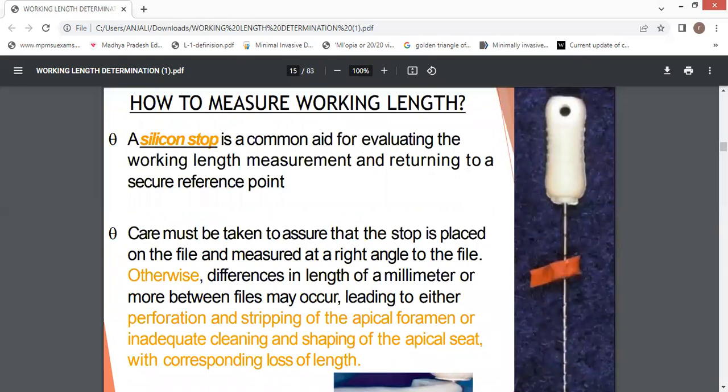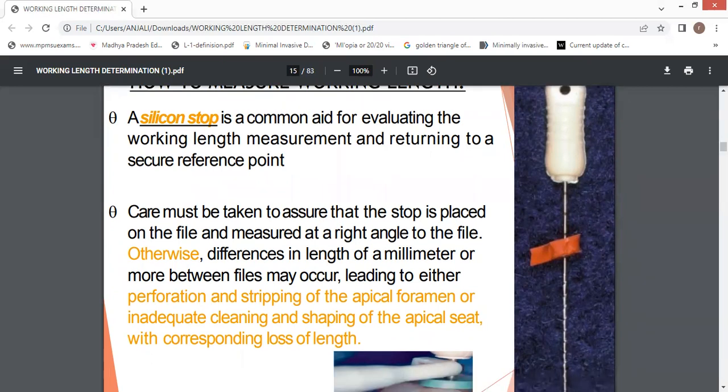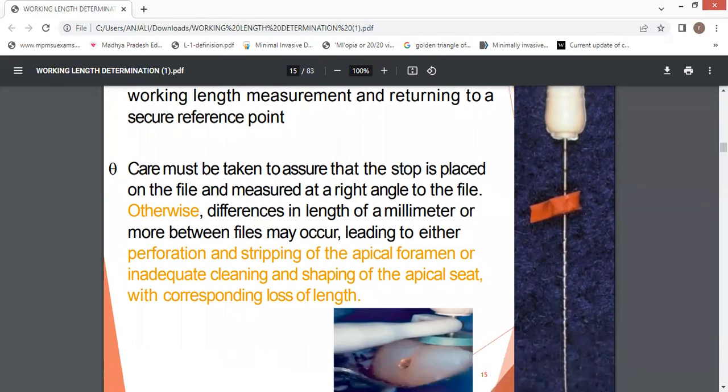How to measure working length? A silicone stop is a common aid for evaluating the working length measurement and returning to a secure reference point. Care must be taken to assure that the stop is placed on the file and measured at a right angle to the file. Otherwise, differences in length of a millimeter or more between files may occur, leading to either perforation and stripping of the apical foramen or inadequate cleaning and shaping of the apical third with a corresponding loss of length.